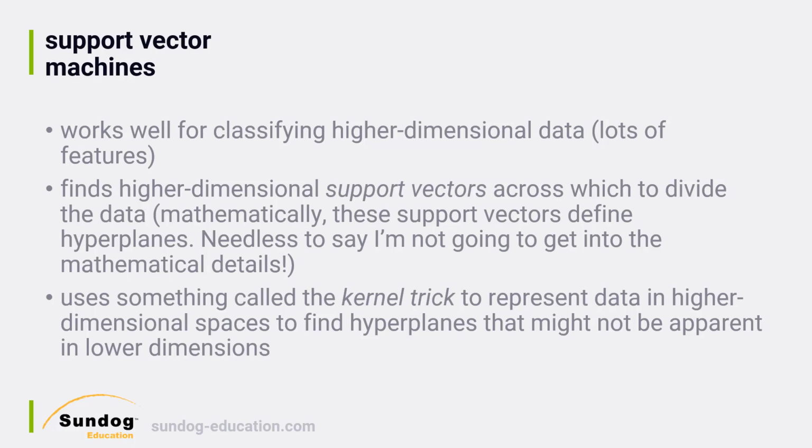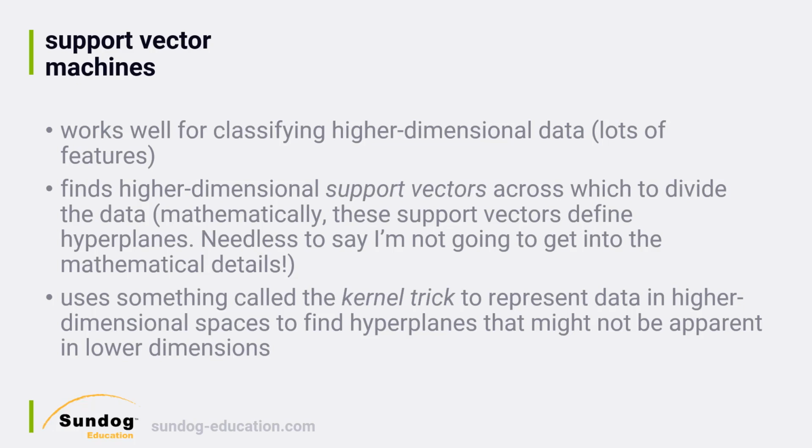And I'm not going to get into the mathematical details because when you start getting into these higher dimensions, there's really no way to wrap your head around it from an intuitive level. But the thing you need to know about SVM is that it depends on something called the kernel trick. And this is just a way of looking at smaller subsets of the data and aggregating those analyses of those smaller subsets over the entire integrated set of your data as a whole. This is a way that we can represent data in higher dimensional spaces to find these hyperplanes that might not be apparent in lower dimensions.